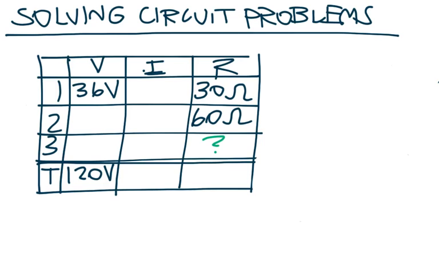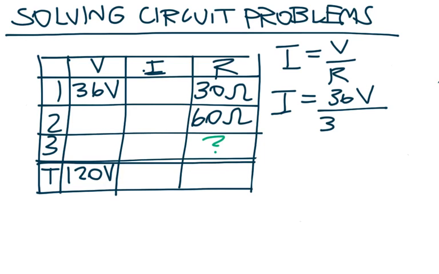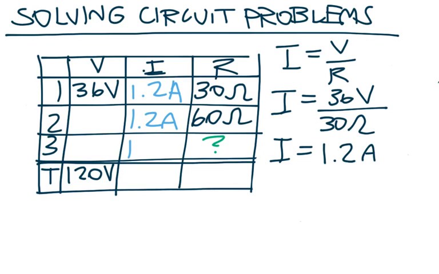So what I can do is I can use the information in the first resistor to get the current. I can do I equals V over R for the first resistor, 36 volts over 30 ohms, and that's 1.2 amps worth of current. Now, it's a series circuit, so if I know one, I know them all.